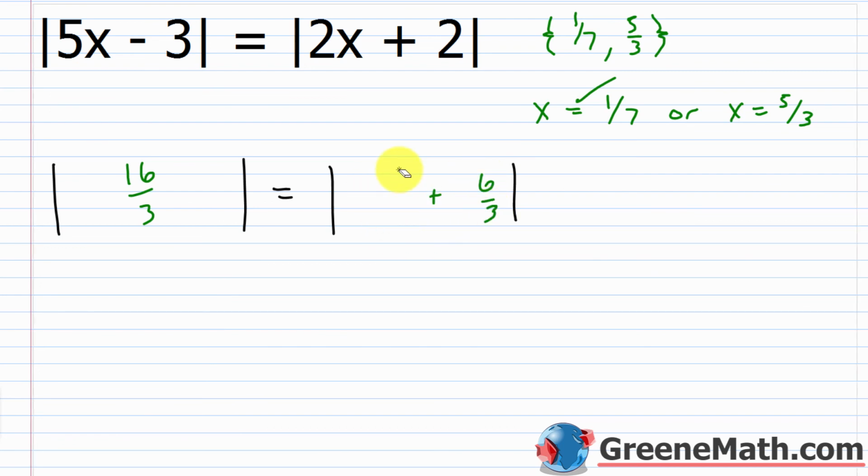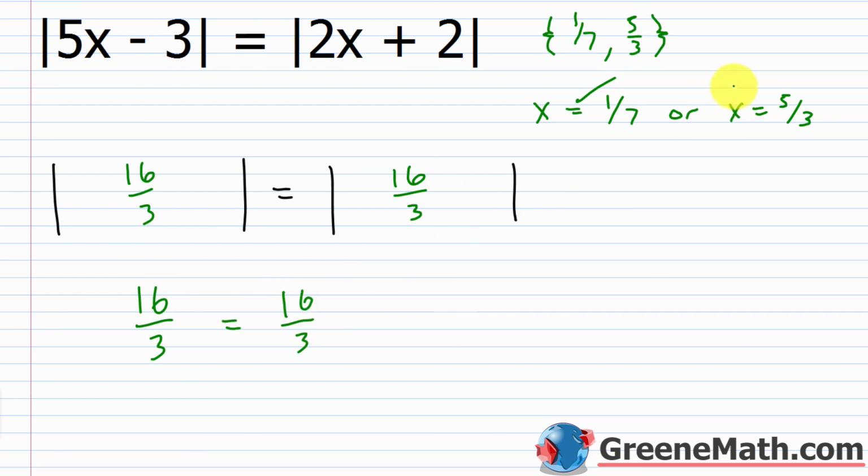Over the common denominator of 3, you'd have 16/3. So the absolute value of 16/3 is equal to the absolute value of 16/3. Of course, that's true. You get 16/3 equals 16/3. So yes, this one works out as well.